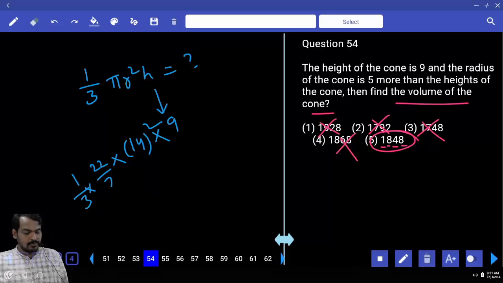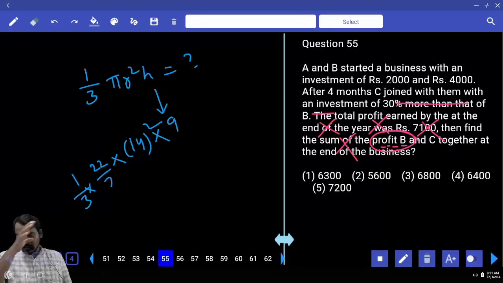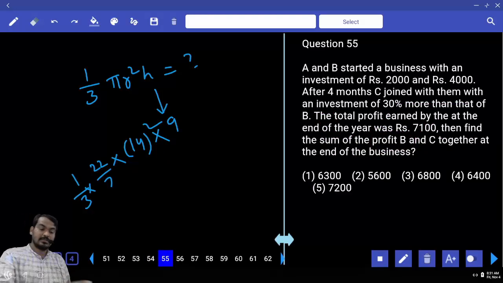Next, question number 55. A and B started a business with an investment of 2,000 and 4,000. After 4 months, C joined with them with an investment of 30% more than that of B. The total profit earned at the end of the year was 7,100. Then find the sum of the profits of B and C together at the end of the business year.